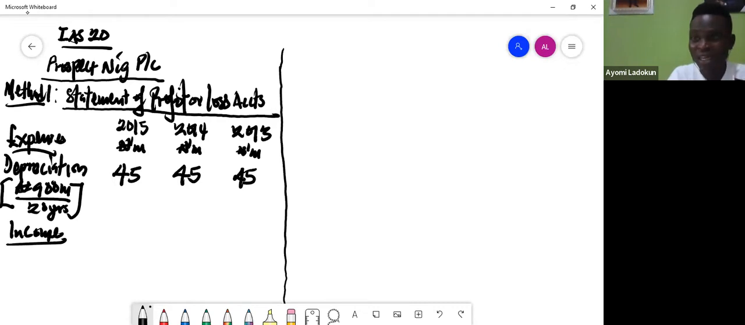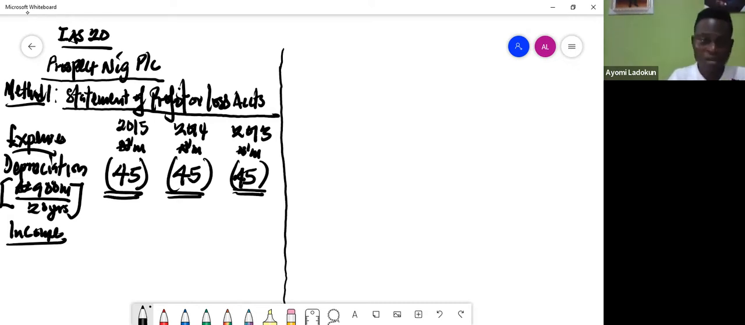Because this is an extra, you can decide to put it in brackets, okay? Because obviously it's an expense, and you can even close it because it is an extract, okay? Then I come to my income. Remember, we are just dealing with the accounting principle under IAS 20: set up a deferred income and spread it over the life of the asset. That's what we are doing.